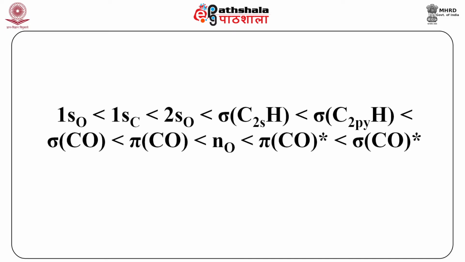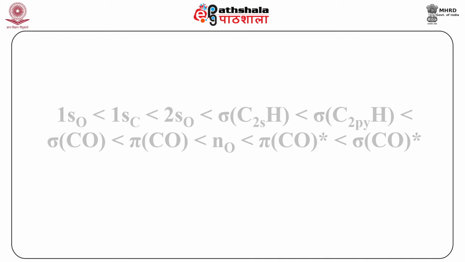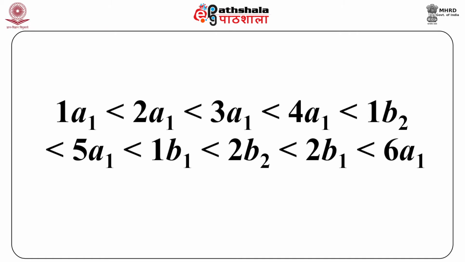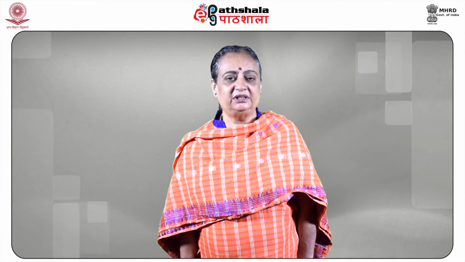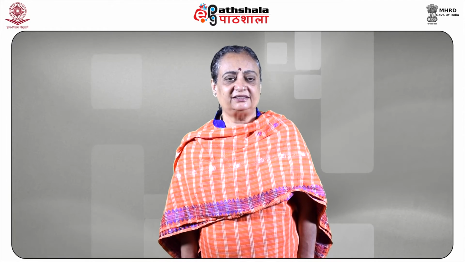CO orbital, and then the anti-bonding sigma CO orbital, and we put the symmetries, and as usual the lowest energy one is labeled 1A1, the next one is 2A1, 3A1, 4A1, 1B2, 5A1, 1B1, 2B2, 2B1 and 6A1. The CH sigma anti-bonding orbitals are very high in energy and we have not included them in the list. Now let us see what are the possible excited states.